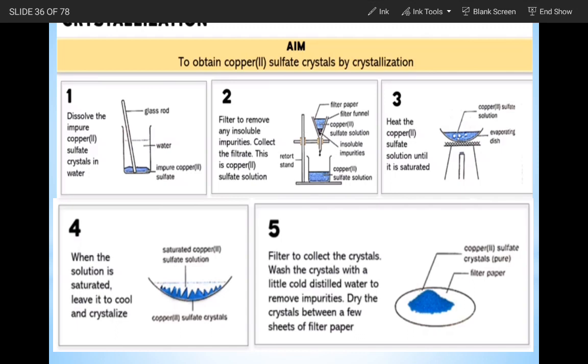Filter to collect the crystals. Wash the crystals with a little cold distilled water to remove impurities. Dry the crystals between a few sheets of filter paper. And here we'll get the crystals of copper sulfate.